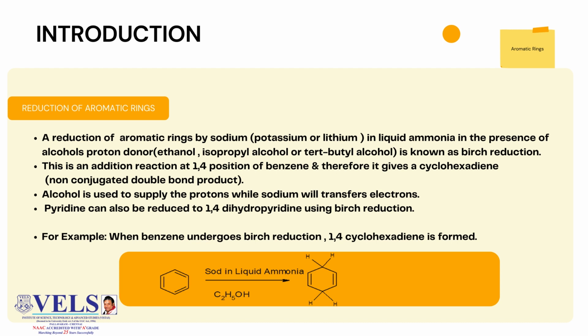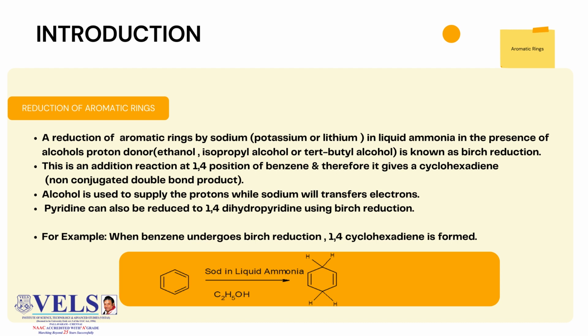Here, an addition reaction will occur at the first and fourth positions of benzene. Therefore, it gives a product called cyclohexadiene, which is a non-conjugated double bond product. Generally, the alcohol used in the reaction supplies the protons, whereas sodium is used to transfer the electrons. Pyridine can also be reduced under this reaction, where pyridine will get reduced to 1,4 dihydropyridine.